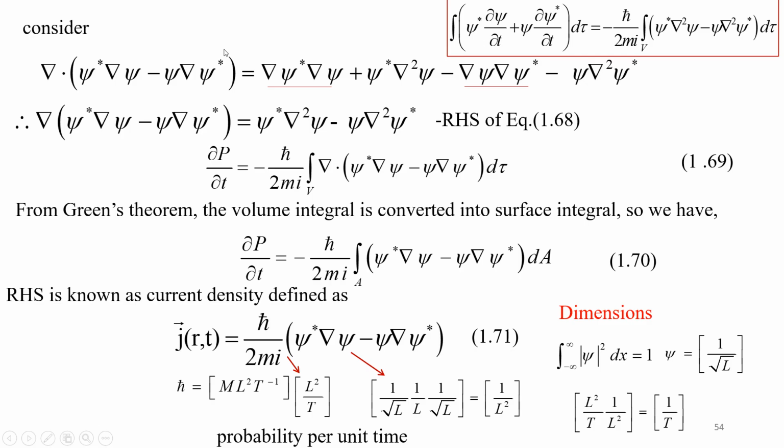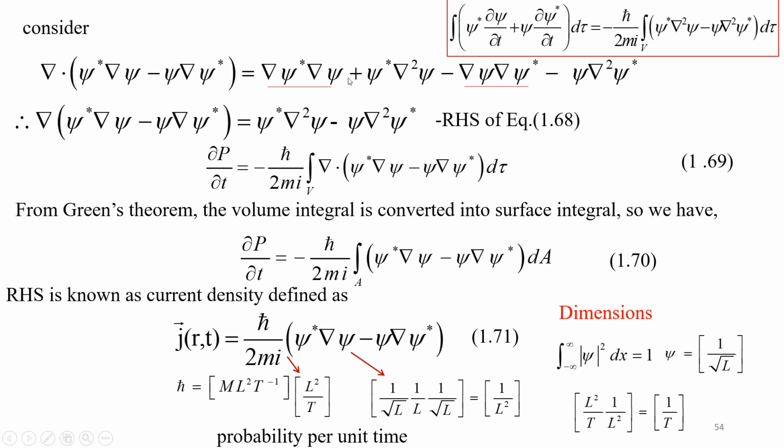Now let us consider this expression: del dot of ψ star del ψ minus ψ del ψ star. We differentiate with respect to x. As I said earlier, keeping this as constant you differentiate this, plus keeping this as constant you differentiate that. So first we differentiate this. This becomes del ψ star del ψ, keeping this as constant, plus you keep ψ star constant and differentiate this, which becomes ψ star del squared ψ. Similarly, the second term goes minus del ψ star del ψ, minus, keeping this as constant ψ, we differentiate del ψ star. This becomes ψ del squared ψ star.